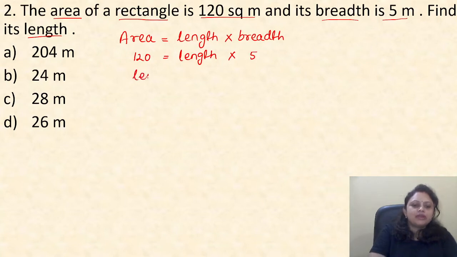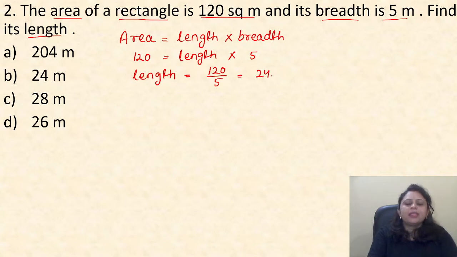So how to find out the length? Length equals area divided by breadth, that is 120 by 5, that is equal to 24. Okay, what is the unit? In the area it is square meter, in the breadth it is meter. So in the case of length also it will be meter. So the correct answer is option B, that is 24 meter. Got it? Coming to the next question.